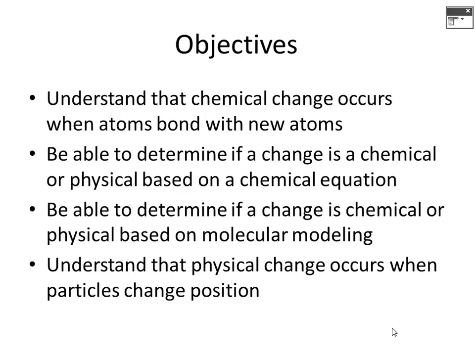We should be able to determine if a change is chemical or physical based on an equation. We should be able to determine if the change is chemical or physical based on molecular modeling, similar to what we did. We'll see pictures of the molecules before and after. You guys should be able to tell me pretty easily if it's a chemical or physical change. And lastly, we should understand that a physical change is when our particles move around in a different way, but the particle itself is still the same.